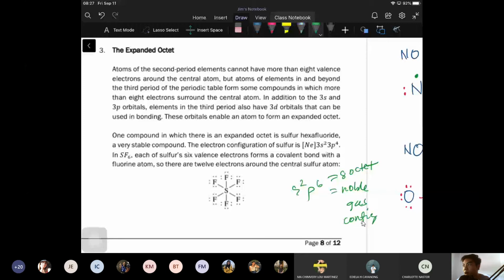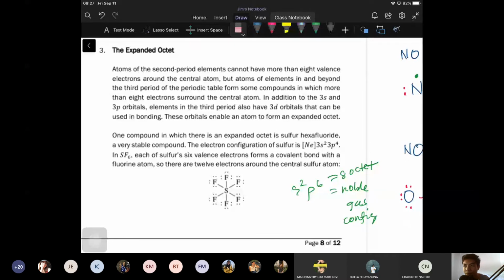And usually atoms that contain complete S and p orbitals, they exhibit noble gas configuration with exception to helium. Helium kasi is S2 lang. So, wala na tayong magagawa, no? Ganun siya. Okay, so, yun. Paano magkakaroon ng expanded octet? Kailan lalagpas sa octet? If you have d orbital, no?